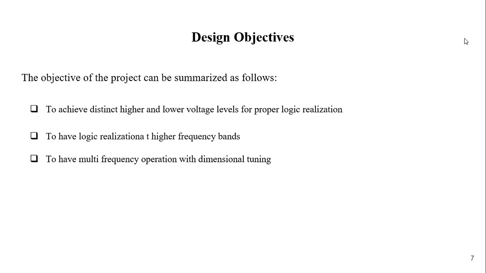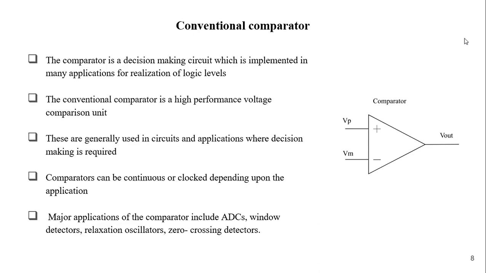Design objectives. The main goal of the project is to achieve distinct higher and lower voltage levels for proper logic realization, to have logic realization at higher frequency bands, and also to have multi-frequency operation with dimensional tuning. So these are the main objectives for design. Now let's talk about the conventional comparator. The comparator, as we have discussed, is a decision making circuit which compares two voltage levels. According to the voltage inputs, the output is decided.